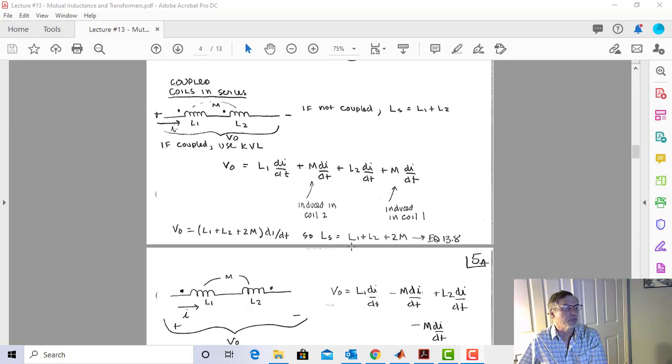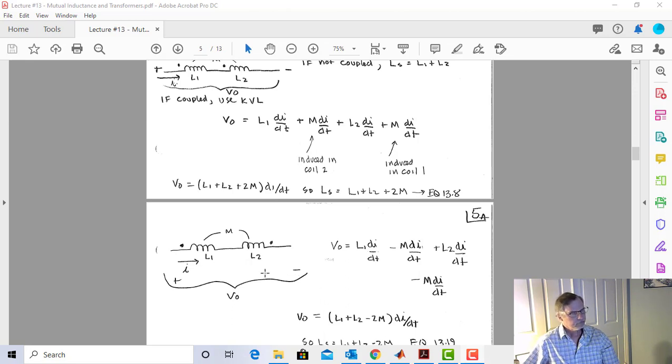And this is really pretty cool, because if these coils were not coupled, the inductance would just be L1 plus L2. But because they are coupled, it's L1 plus L2 plus 2M. So now what I want to do is let's take this circuit, and we're going to disconnect this wire right here, and we're going to turn L2 180 degrees so its dot is on the other side, and then we're going to connect them back up right here. So now my circuit looks like this.